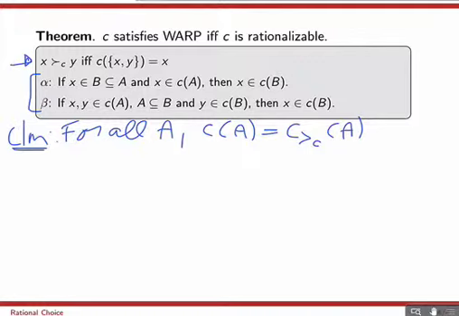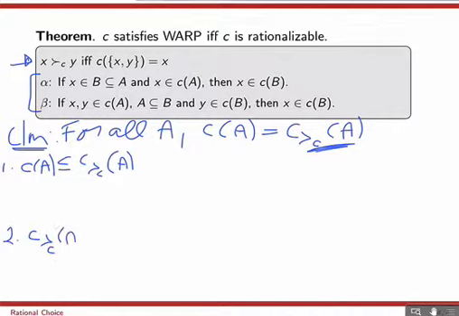All right, so we're showing that two sets are equal. In order to do that, we have to show first that the set of choices here is a subset of this set of options. That's the first thing we have to show. And the second thing is the reverse direction, that the set of choices you get in the derived relation is a subset of C of A. All right, so we'll first do this.